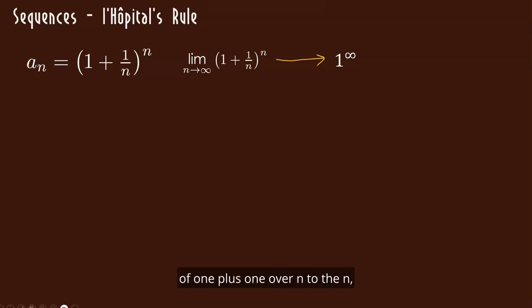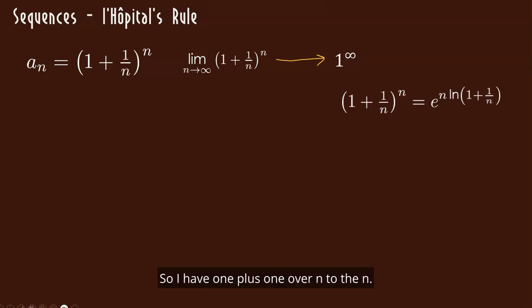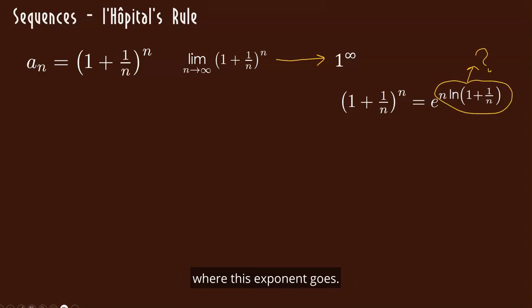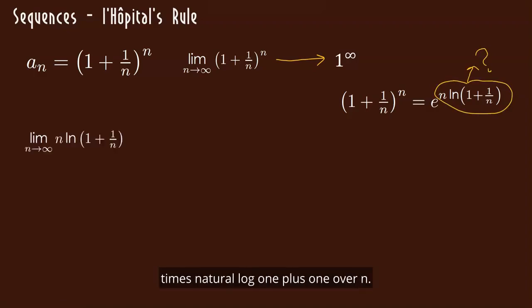The natural log of (1 plus 1 over n) to the n, the n can come out front because of our laws of logarithms. So I can rewrite (1 plus 1 over n) to the n as e to the n natural log of 1 plus 1 over n. Now, e isn't going anywhere, so all I need to do is figure out where this exponent goes. So I have the limit as n goes to infinity of n times the natural log of 1 plus 1 over n. If I try to plug in, I'm going to get infinity times 0, also an indeterminate form.